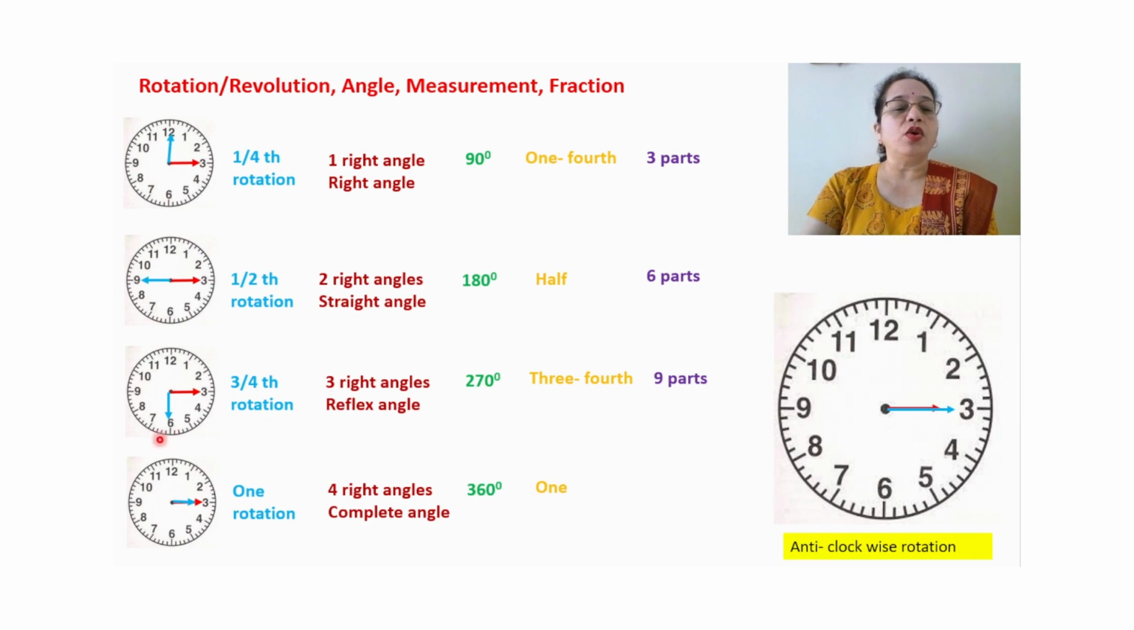So the complete one whole part is over. And now how many parts are there? 12 parts are there.